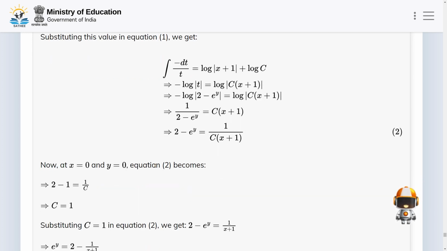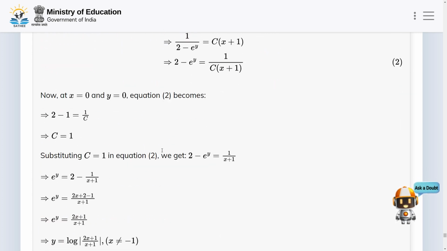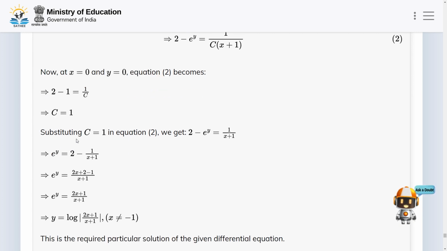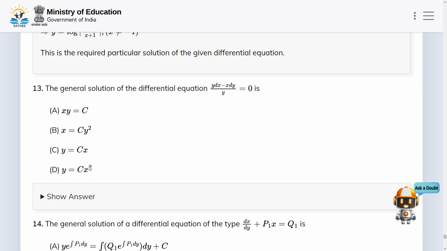Now substitute your values, x = 0, y = 0. This will give you 1/c = 1, so c = 1. So your particular solution will be e^y = 2 - 1/(x + 1), or rearranging some terms and using the log exponential properties, you will have y = log|(2x + 1)/(x + 1)| as your particular solution. Clear? Okay.